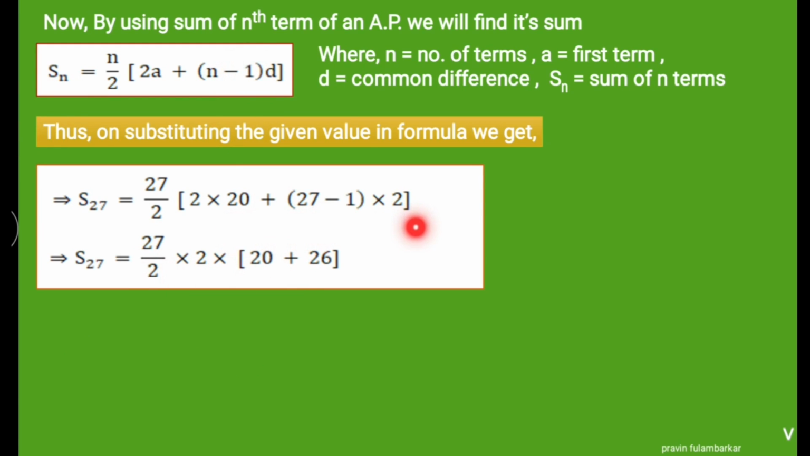So we calculate this bracket first. We take this 2 common. So we write 2 common here. Then 20 as it is, 27 minus 1 we write 26. So 20 plus 26 we write 46. This 2 gets cancelled with the denominator 2. So we write in the next step 27 into 20 plus 26, that is 46. So after multiplication we get S27 equals 1242. These are the total number of seats in the auditorium.